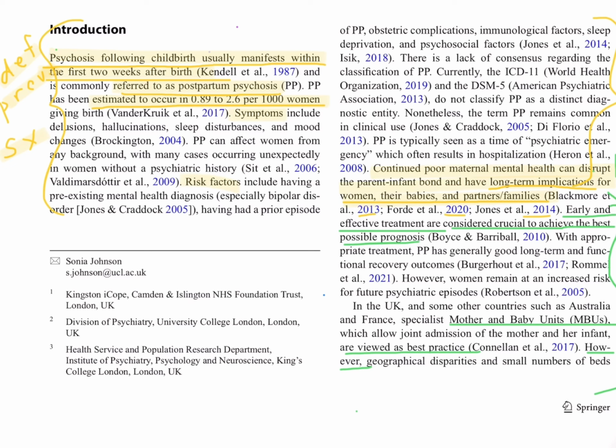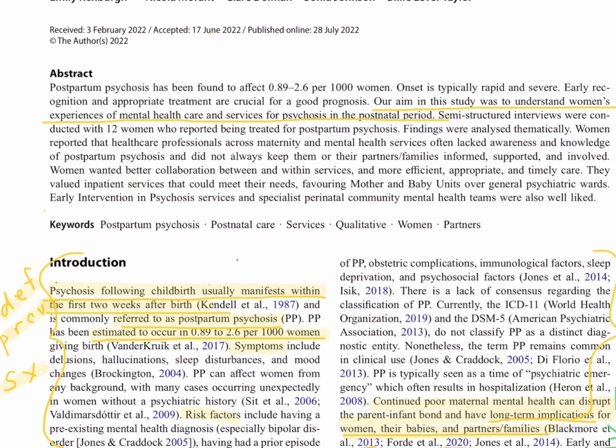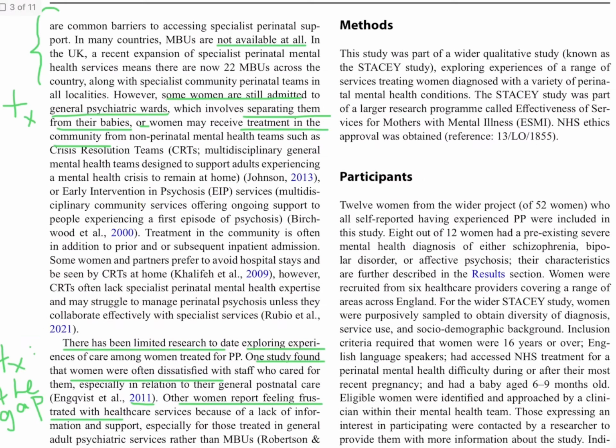Then the authors will move to related information about their research question. Now, you may recall that their research question, the aim, here in the abstract, our aim was to understand women's experiences of mental health care services. So they're interested in treatment. Okay, they're interested in the services that women receive. Okay, so let's see how this introduction becomes more narrow and focused about treatments and services.